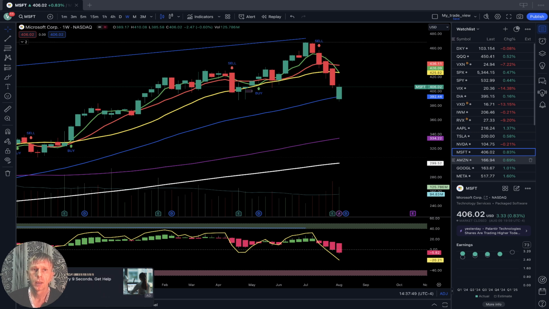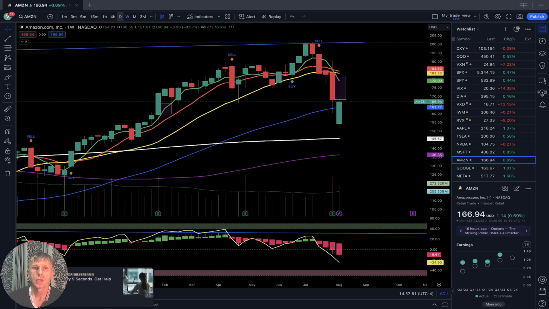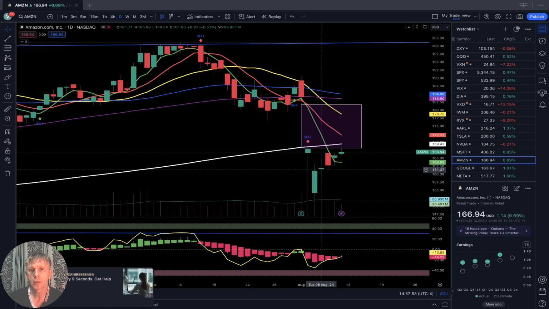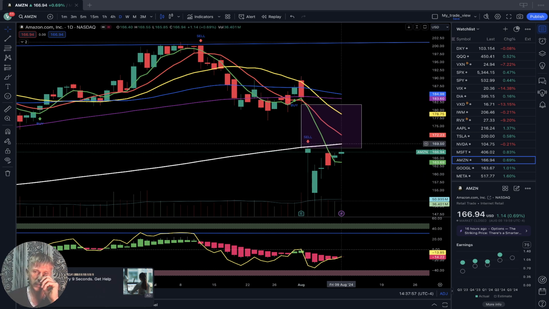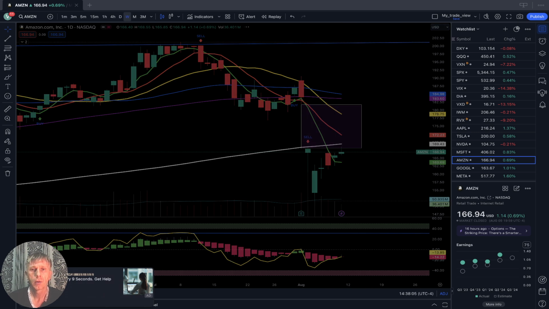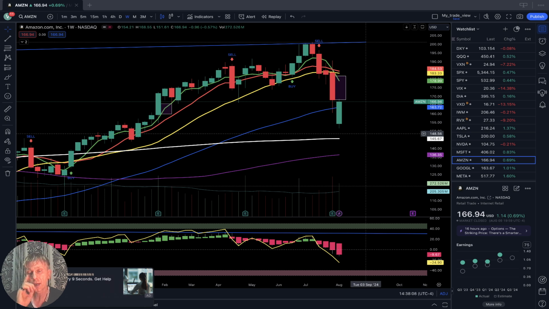Amazon daily, huge gap down, nice bounce. Now it's below SMA 200. It is strong resistance line, bearish trend. Weekly time frame, last bar below SMA 20, still bearish trend.